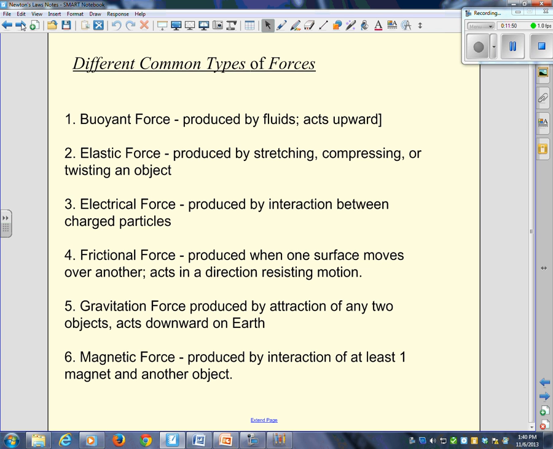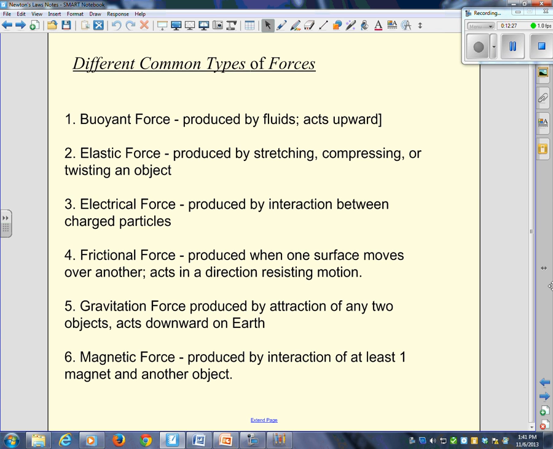So the first one, buoyant force, if you've ever gone swimming or boating, is produced by fluids and acts upward. The elastic force is produced by stretching, compressing, or twisting an object, maybe stretching a bow or compressing a spring. Electrical force is produced by the interaction between charged particles, kind of like when your socks stick together coming out of the dryer. Oh, you guys probably aren't familiar with the dryer, are you? Just the dryer?